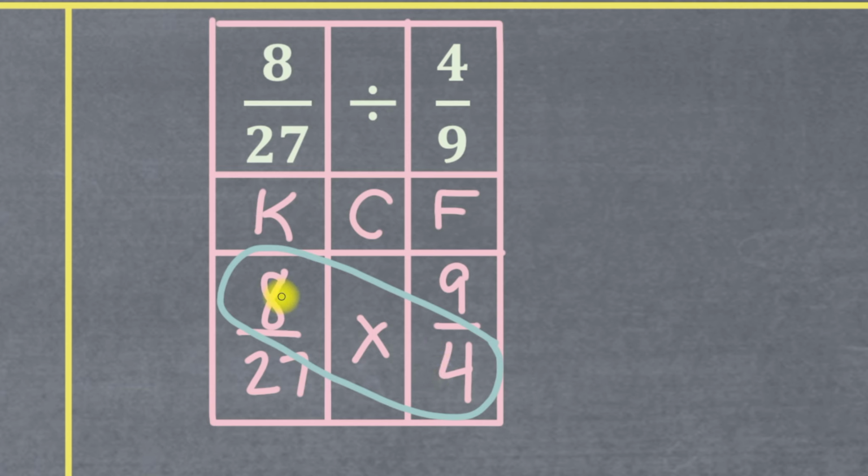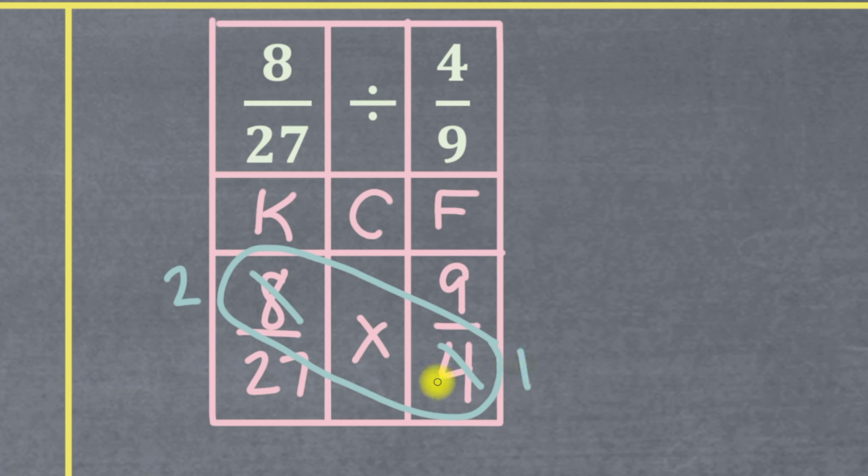So 8 divided by 4 is 2. So I'll cross off the 8 and I'll put a 2 right next to it instead. And what's 4 divided by 4? Well, 4 divided by 4 is 1. So I'll cross off the 4 and I'll put a 1 instead.